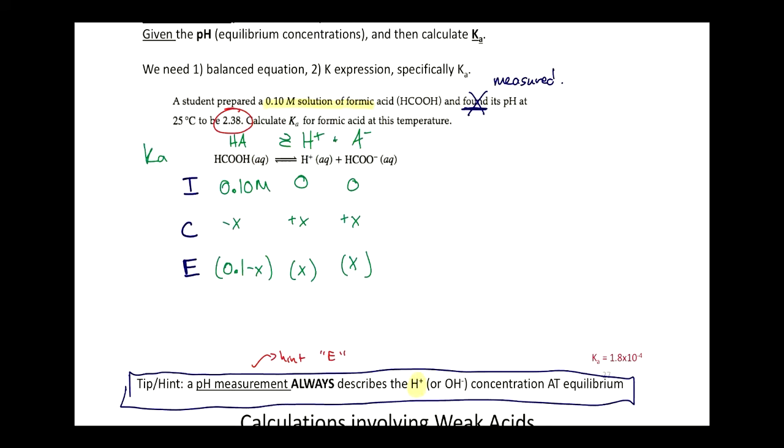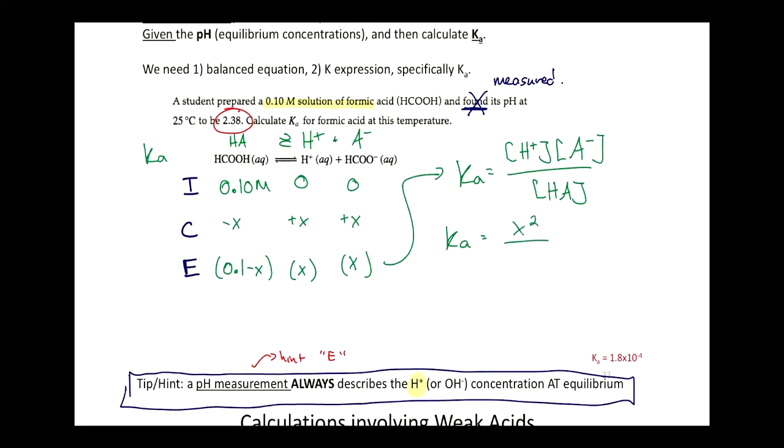All right? And so just like all ice tables, you take that E line and you shove it into the Ka expression. You can go ahead and just use a generic one where you have your H plus times A minus over HA. Right? That means the same thing as what's written here. All Ka expressions look exactly the same, so just writing it this way helps save you some time. And so there we go. We have our products over reactants, so then we can go ahead and plug those in and get that Ka equals x squared over 0.1 minus x.